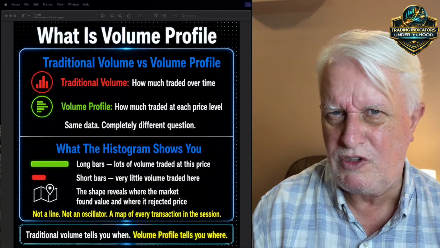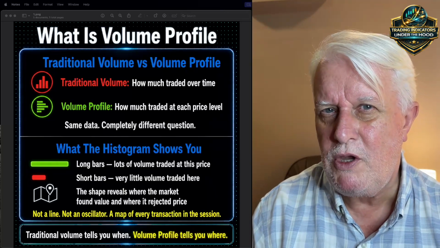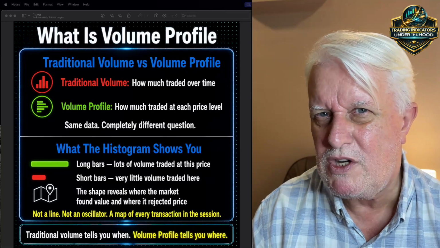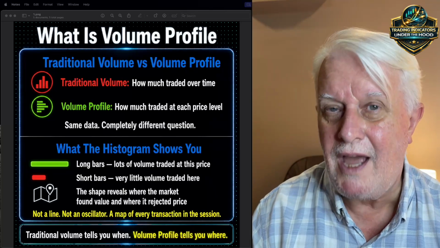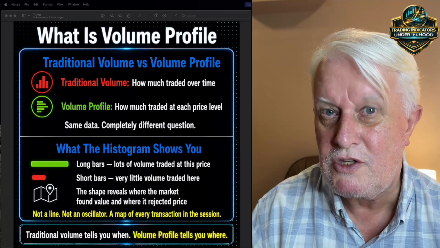Long bars mean lots of volume traded here. Short bars mean very little. And the shape that emerges tells you everything about where the market found value and where it rejected price. It is not a line, it is not an oscillator. It is a map of every transaction that took place during the session.